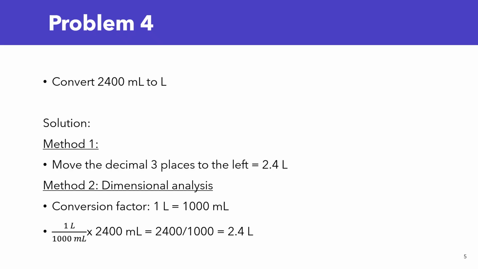Now, let's look at it using the dimensional analysis method. The conversion factor is 1 liter equals 1,000 ml. We'll set it up as 1 liter over 1,000 ml times 2,400 ml. The ml cancel out, so we'll have 2,400 divided by 1,000, and that's 2.4 liters.